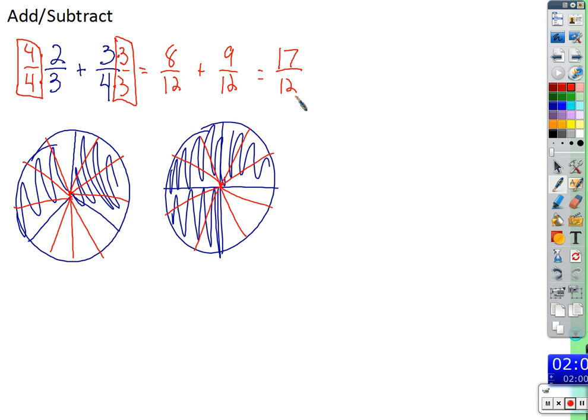So we have 17/12. Is it better to keep it as a mixed number, or do you want to put 1 5/12? I mean, just 1 and then 5/12. That is a mixed number. This is an improper fraction.